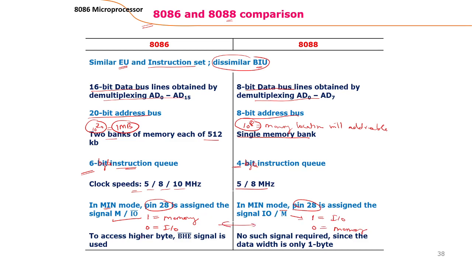Okay, and also in 8086, the higher byte of data is basically accessed by the BHE bar signal, but there is no such signal available in 8088.